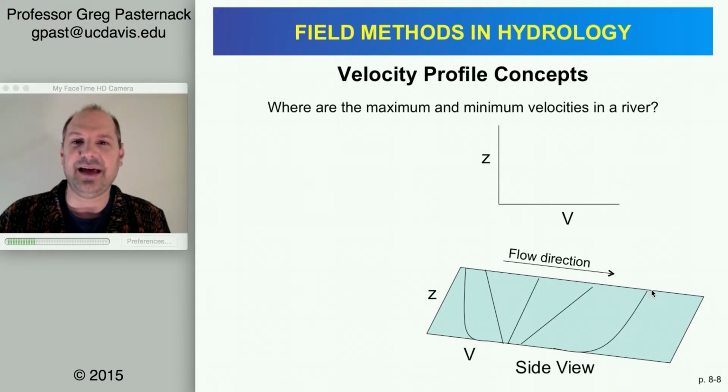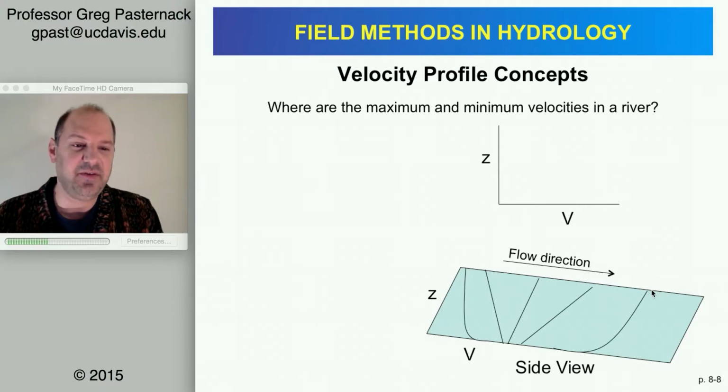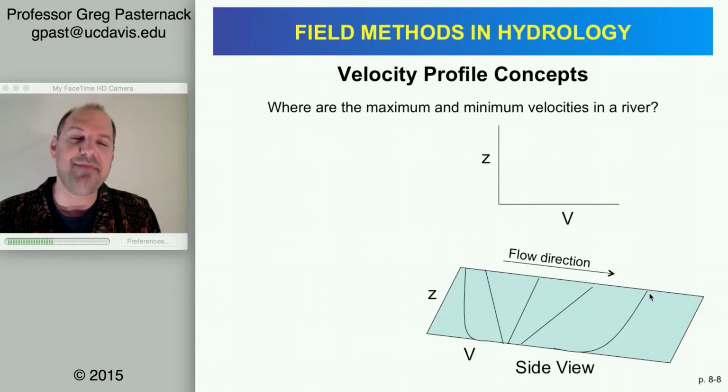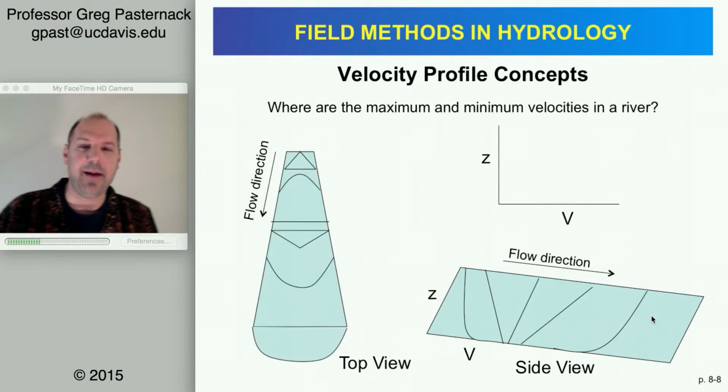At the surface, unless you have ice present, the surface is experiencing very little friction between the air and the water, and so it tends to reach its maximum velocity farthest away from the bed. We can also ask the same question about the horizontal.